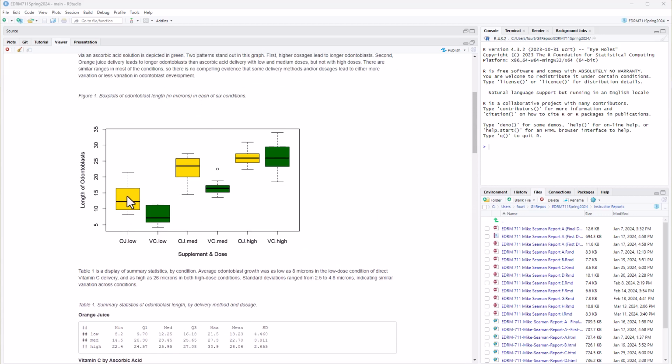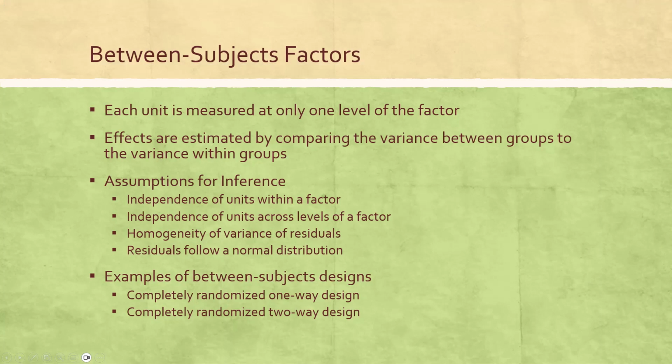If I go back up to these box plots, we have 1, 2, 3, 4, 5, 6 of them. And again, for a between subjects factor, it means that each guinea pig was put in one and only one condition. Now, in this case, it was indeed a completely randomized design, because when those guinea pigs were put in conditions, they were randomized on the basis of what dosage they were going to get, as well as on the basis of what delivery method they were going to get. Every guinea pig in each box plot is in one and only one box plot, does not appear in the others. So this again is an example of a between subjects factor.